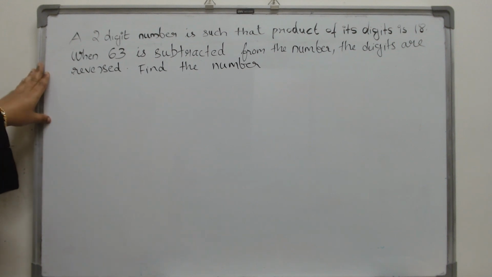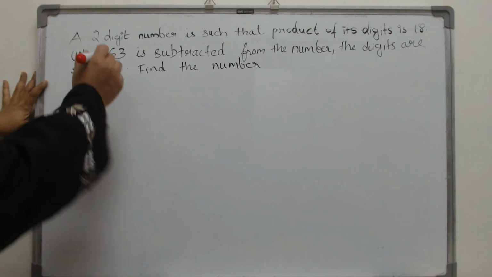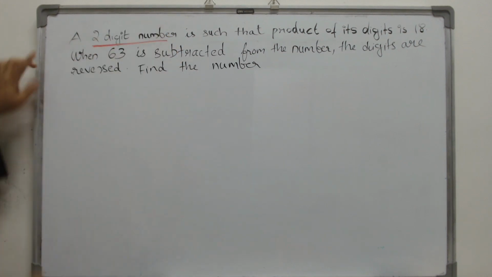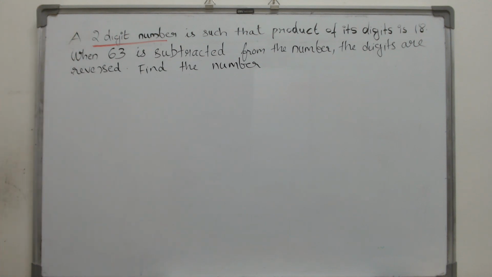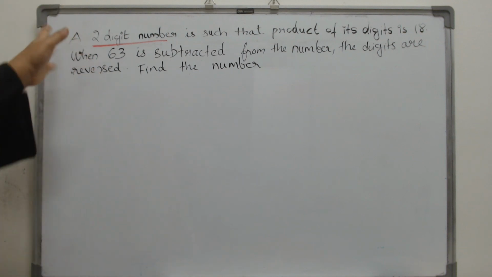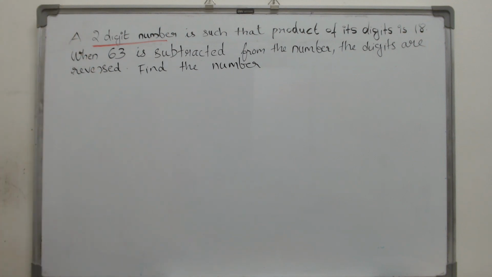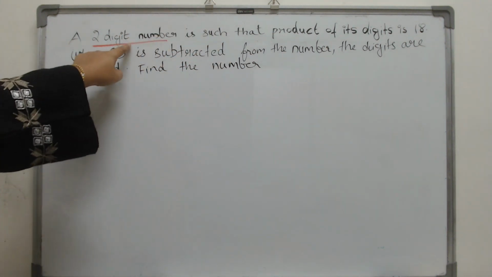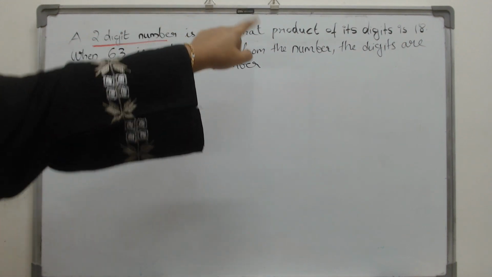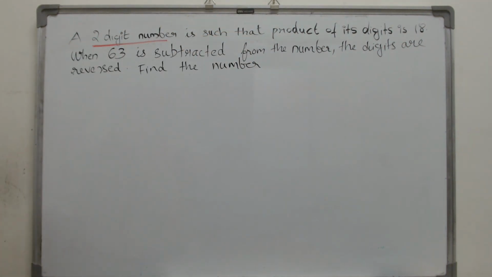Using quadratic equations, you have to find a two-digit number that satisfies these two conditions. But even before we go to the equation part, just reading the question itself is enough. You will get the number. Why is that? Look at the first condition given. You need a two-digit number such that the product of its digits is 18.